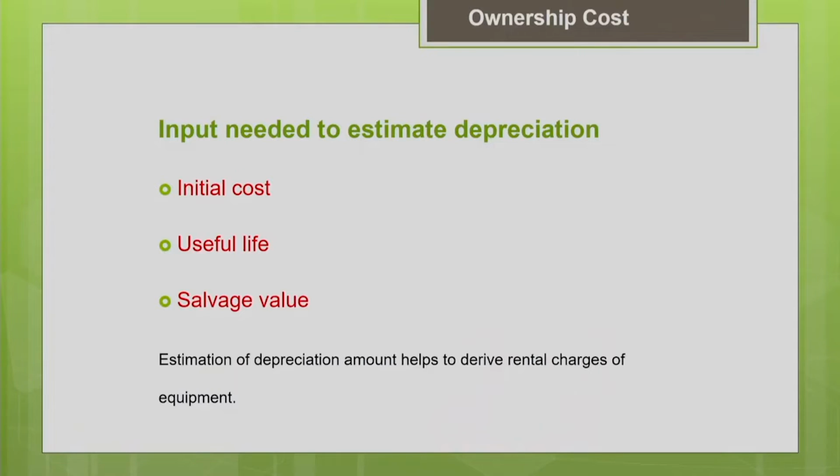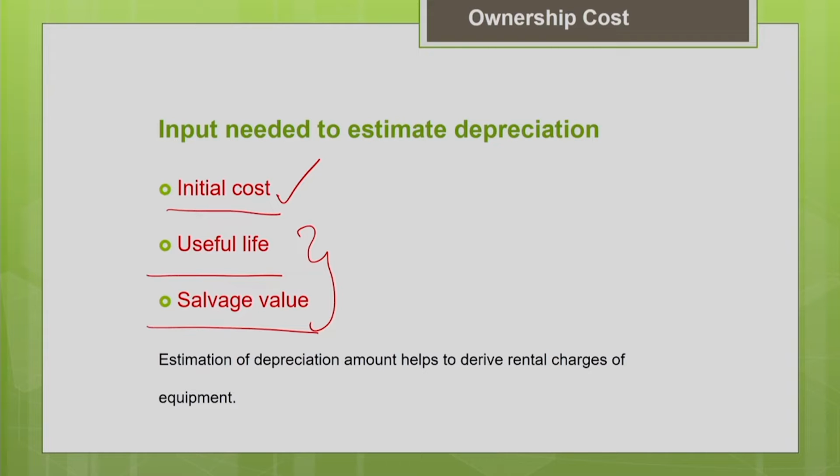So what are all the inputs needed to estimate the depreciation? The important things are your initial cost, your useful life and the salvage value. If you have these three important inputs, then you can estimate the depreciation. Initial cost, you can know accurately, you can get the information easily. But these two are a little bit uncertain, because how long the machine is going to be useful, what will be the end of the useful life, at what point you are going to scrap your machine.